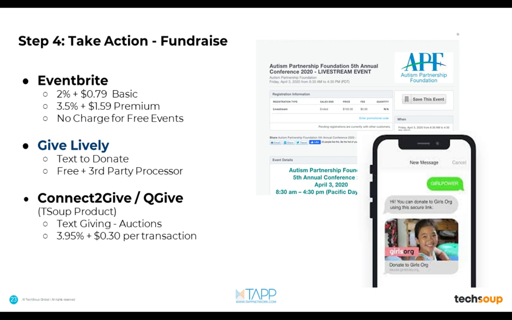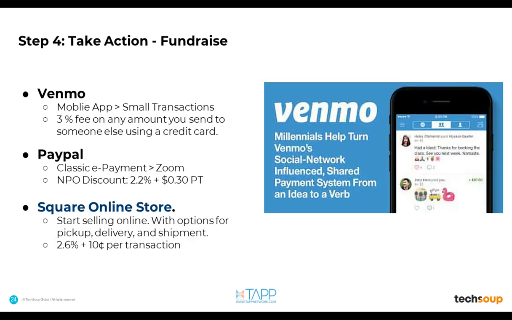Give Lively is a popular platform that you can plug into your virtual events, and they're well known for their text-to-donate program. They're free, but you'll have to pay a third-party processor. So if you sync in Stripe or PayPal, you would have to pay those fees. And then Connect to Give, a TechSoup product. Also, they have text giving, there's auctions, and there's a really affordable transaction fee related with those. The next slide.